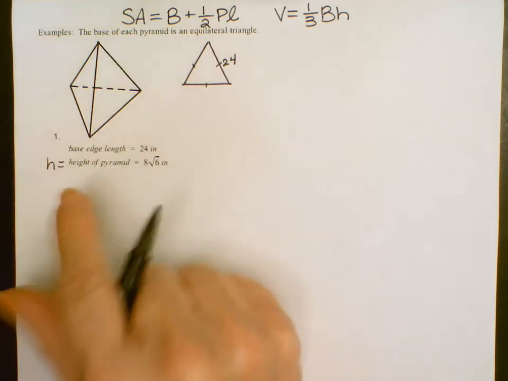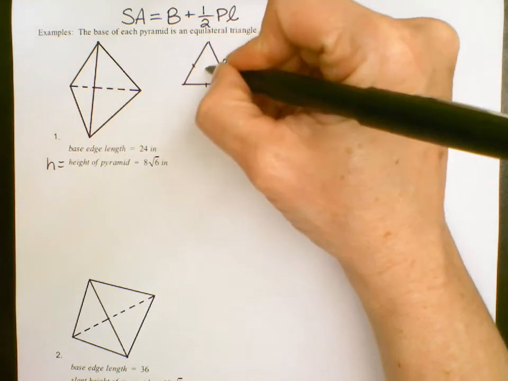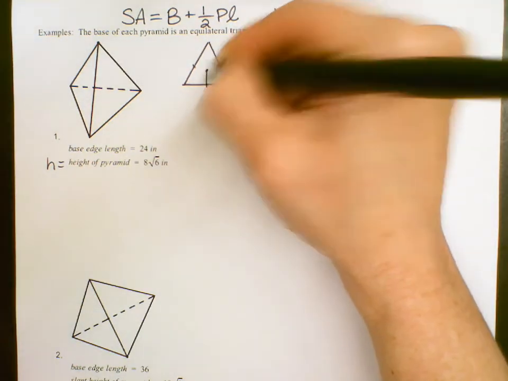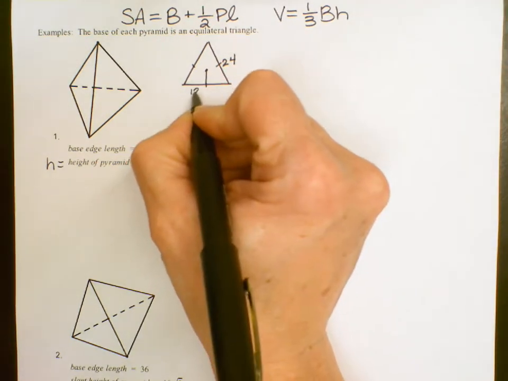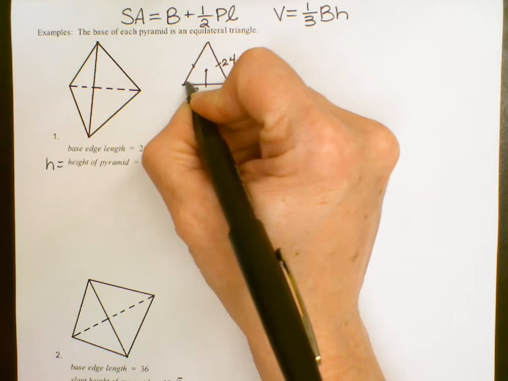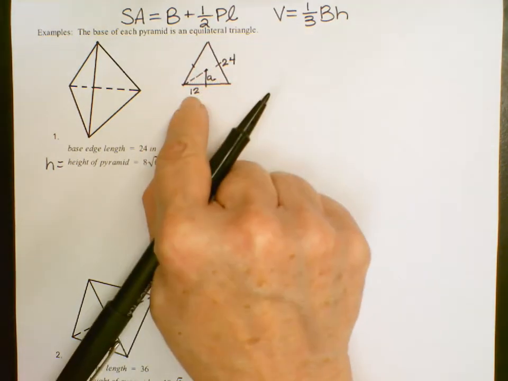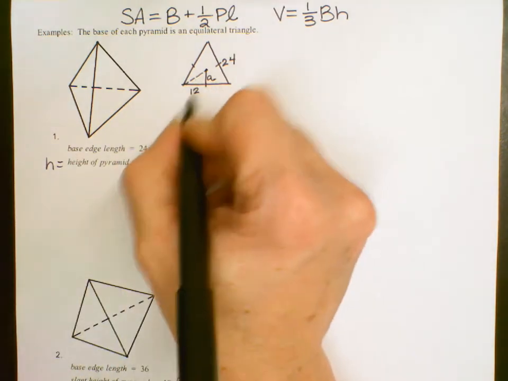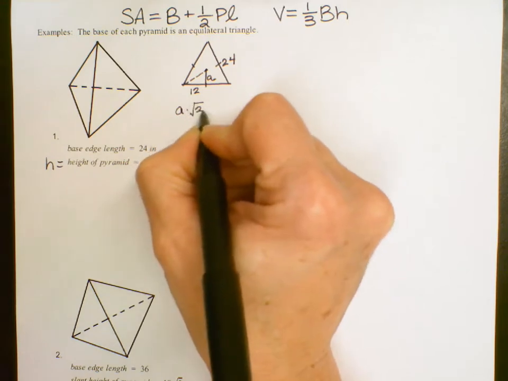We need to find L, and we do that using the apothem. The apothem extends from the center of the base down to the midpoint of one side, which means this side that was 24 units long is now 12 units long. And as we discussed in part 1, the apothem is related to this 12 by the 30, 60, 90 relationships. So a times the square root of 3 must equal 12.